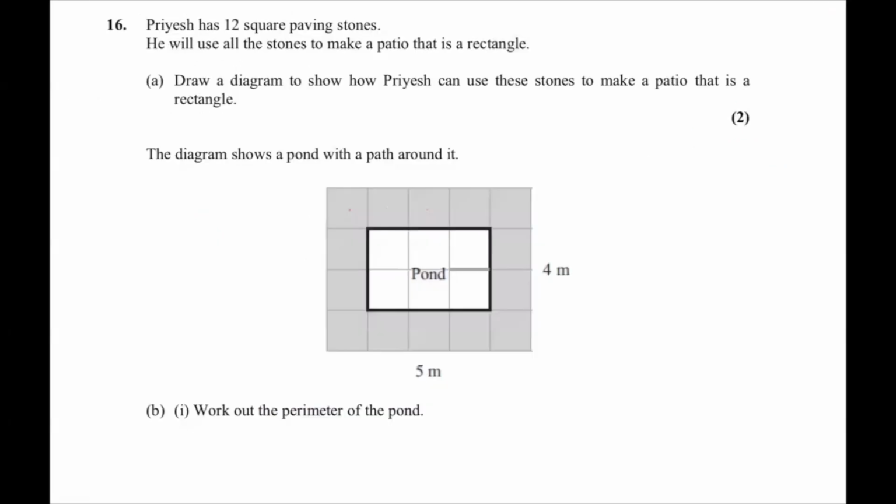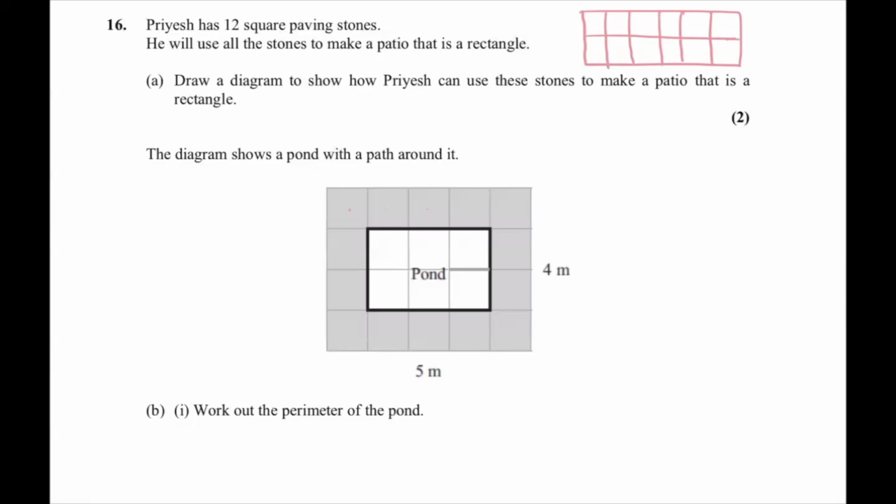Okay, so in this question, we have got 12 paving stones, and they are going to be used in part A to make a patio that is a rectangle. There's various ones that you could do. Here is just an example of one. So I'm going to do a 2 by 6. And they're not perfect, but that's good enough to get the mark. You could have done a 1 by 12, or you could have done a 3 by 4. All would be correct. Part B is asking us to work out the perimeter of the pond.